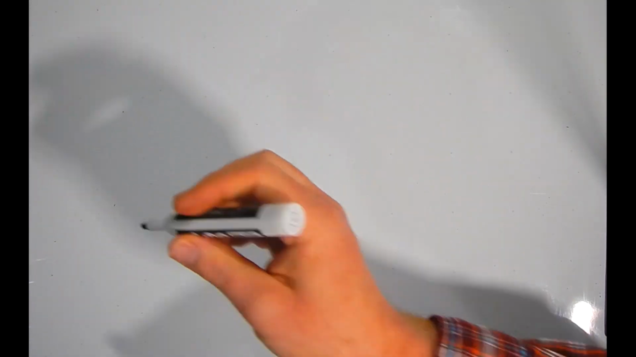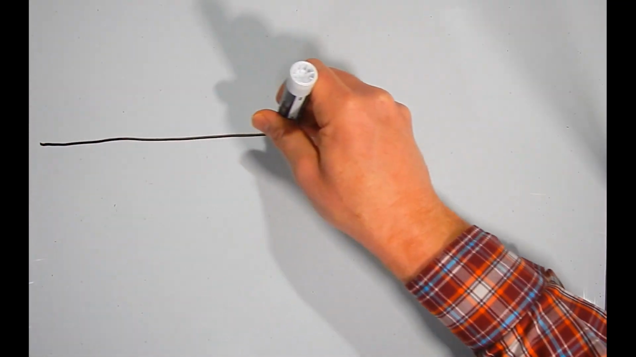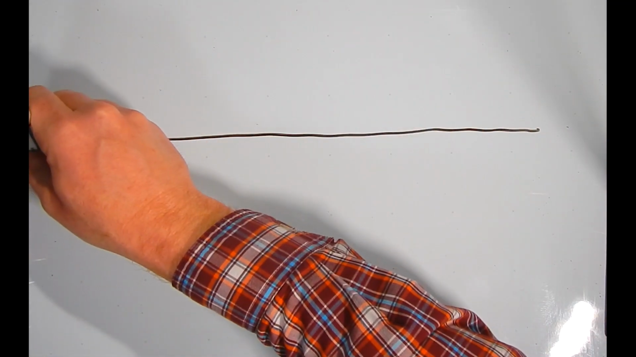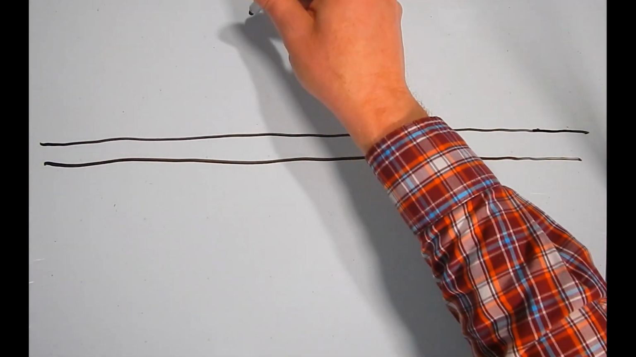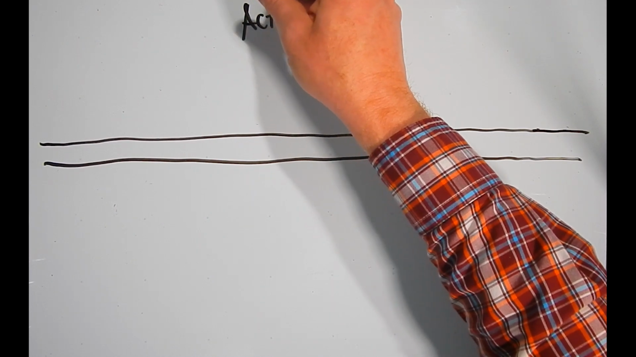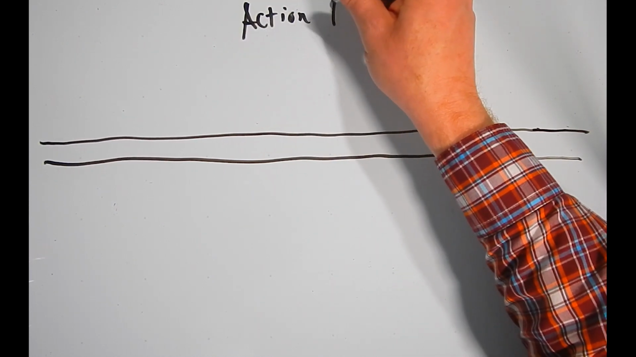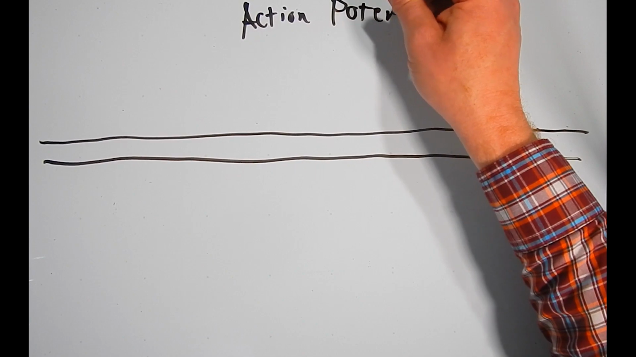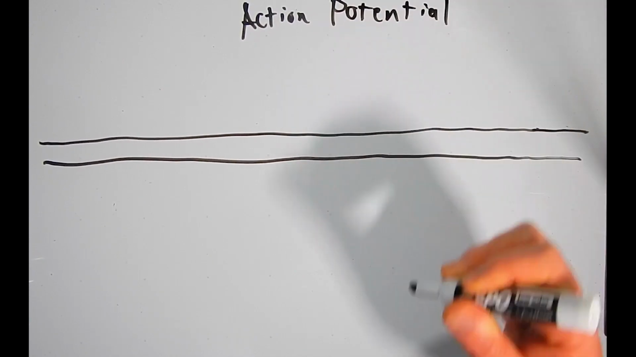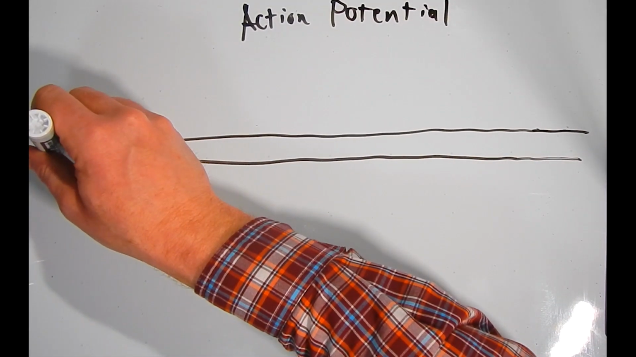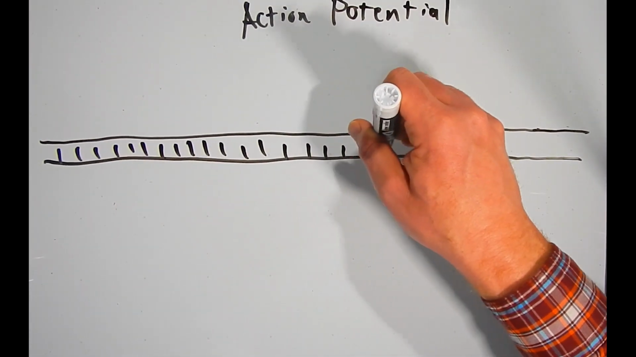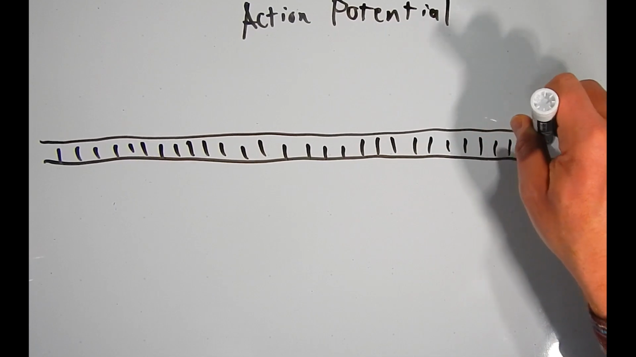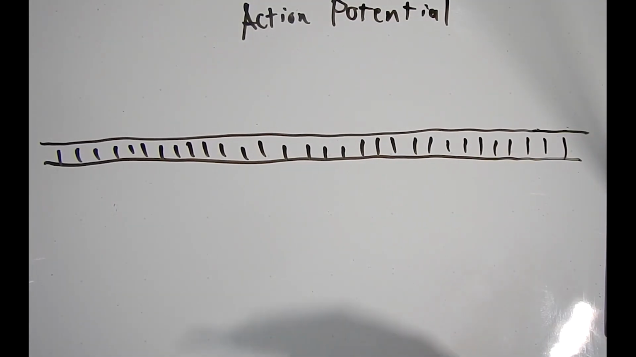Okay, so we can imagine first an action potential as a charge across a membrane. That action potential is going to occur across the axonal lemma, otherwise known as the cell membrane at the axon.